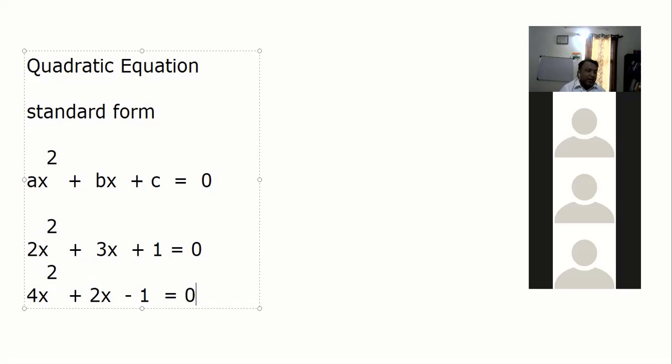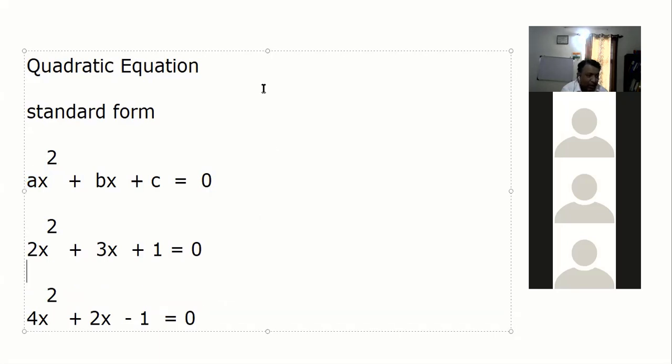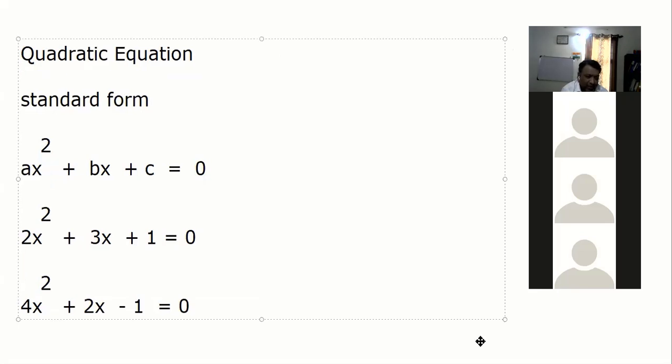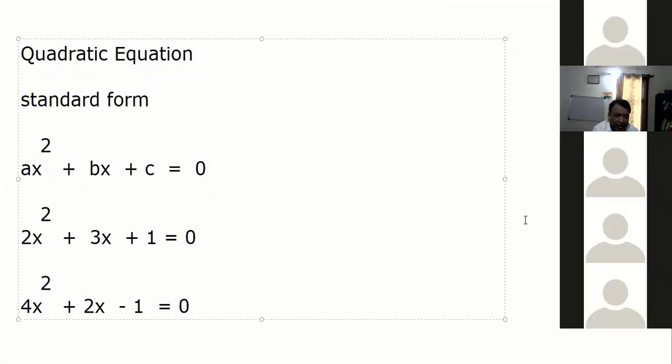Very good. Astha, can a be 0 in a quadratic or not? Not. Why not? Then the degree will not be 2. It may become a linear equation. Correct? Is everybody okay on this? When we say quadratic equation, the highest power of any term is 2. If we say a becomes 0, it is not a quadratic equation.